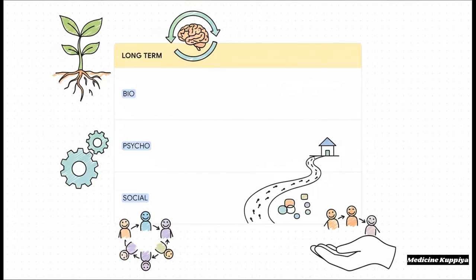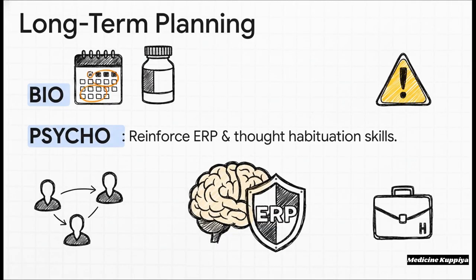And here is our final column, long-term management. This whole section is about maintaining the progress we've made, preventing any relapse, and really helping the patient reintegrate fully into their life and their community. So let's just quickly summarize that long-term plan. Biologically, the medication is going to continue for a pretty long time, often 1 to 2 years before we even think about a very slow taper. And we have to give clear warnings about the risk of relapse. Psychologically, we're reinforcing those ERP skills so they become lifelong tools. And socially, we provide that ongoing support through community nurses, rehab programs, and practical help with things like getting a job.